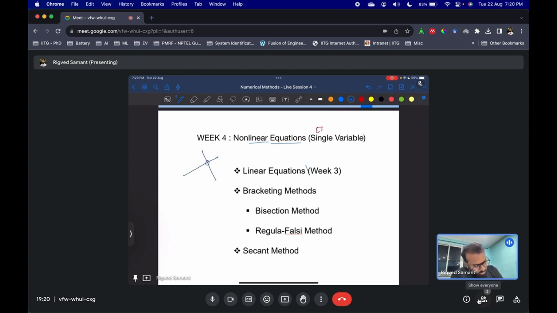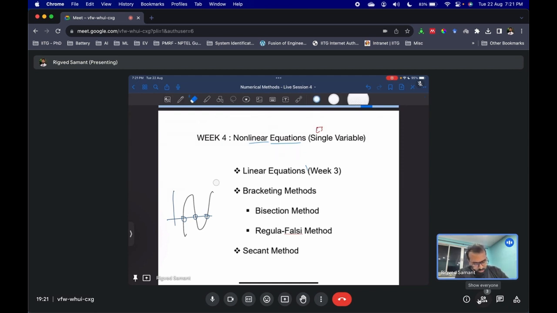But with the nonlinear equation, let's say this is the x and y axis, and the function goes like this. So there are three solutions to this equation, right? So it is not always one solution. There can be infinite numbers of solutions possible.